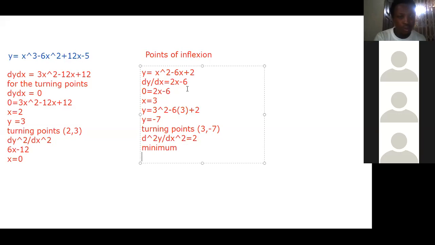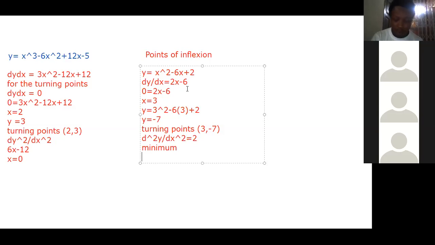Now the second one too. With the same thing you can be able to do it. So if it is equal to 0, then that means the points are points of inflection. I hope I've made myself clear. Yes. Good. That is it.